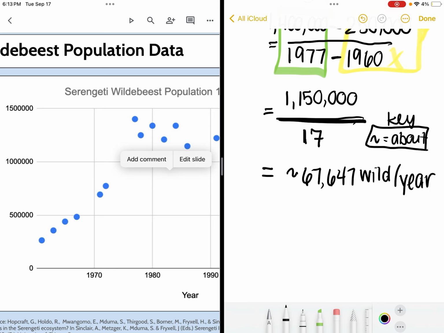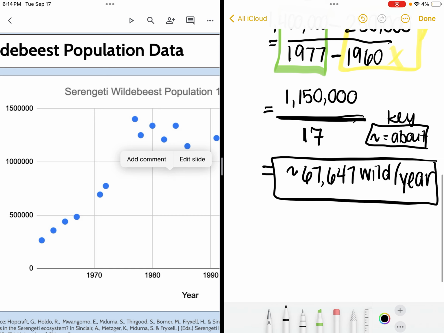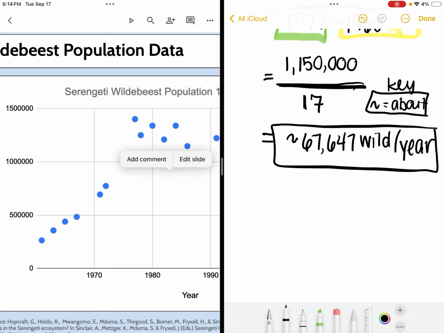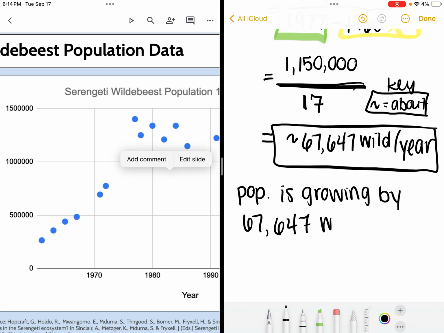Great. Now, what does this number mean to us? This means that the rate of change each year, the population is growing by 67,647 wildebeest per year. We know that it's growing because this is a positive number. If the number was negative, then our population would be decreasing.